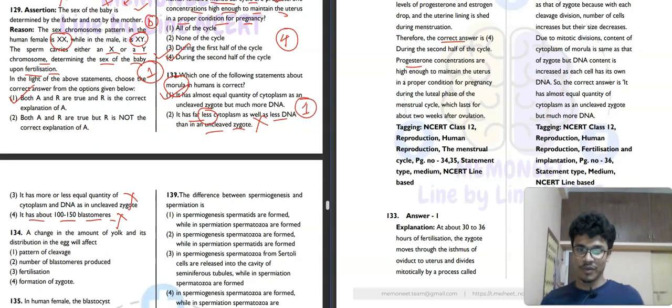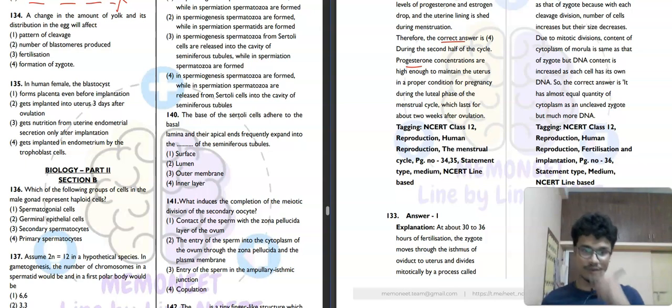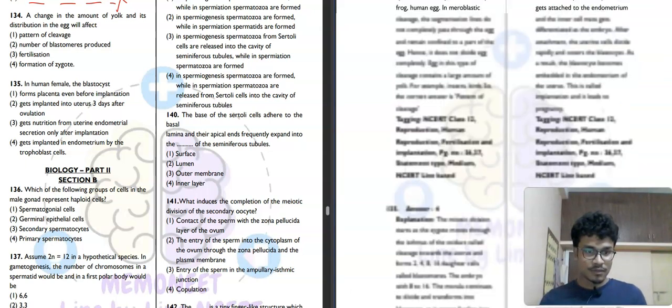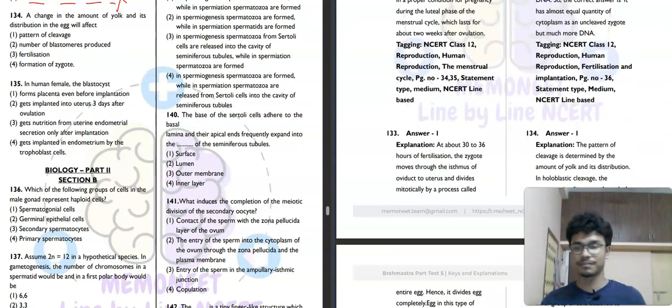Moving towards the next question, question number 134. A change in the amount of yolk and its distribution in the egg will affect the pattern of cleavage, the number of blastomeres produced, or fertilization or formation of zygote. So think about it. If we change the amount of yolk, what will be hampered? The pattern of the cleavage. So the first option will be our correct answer, that if we change the amount of yolk and its distribution, it will affect the pattern of cleavage.